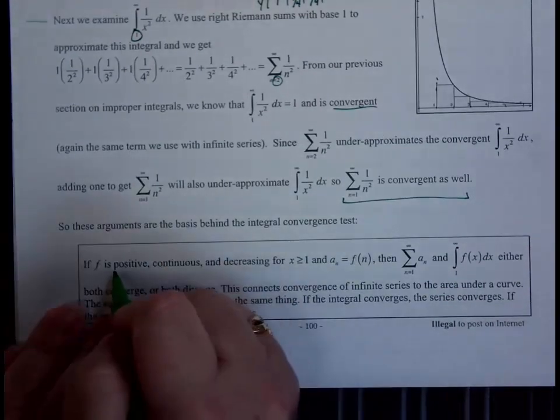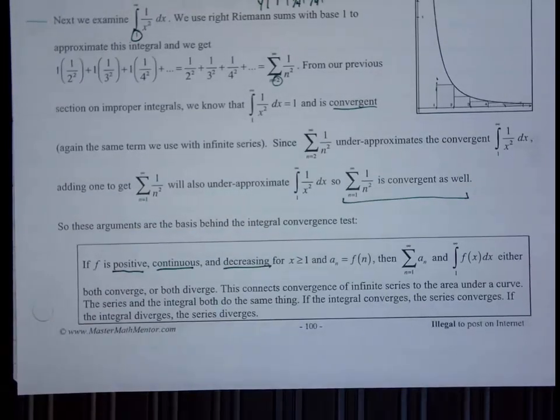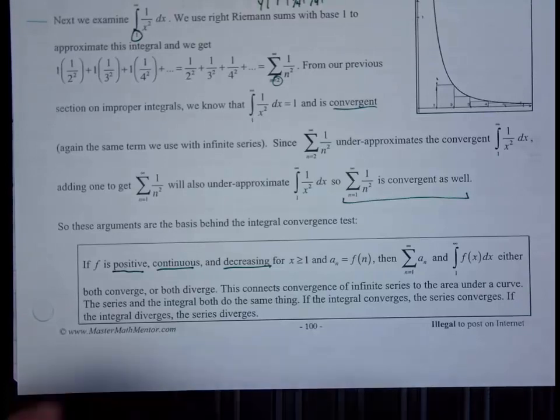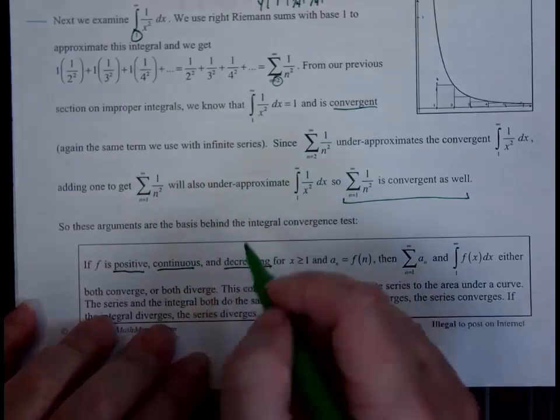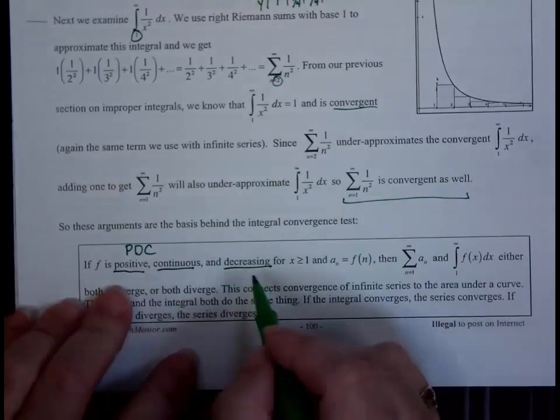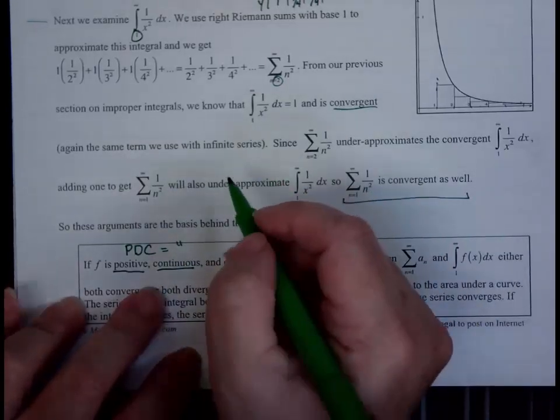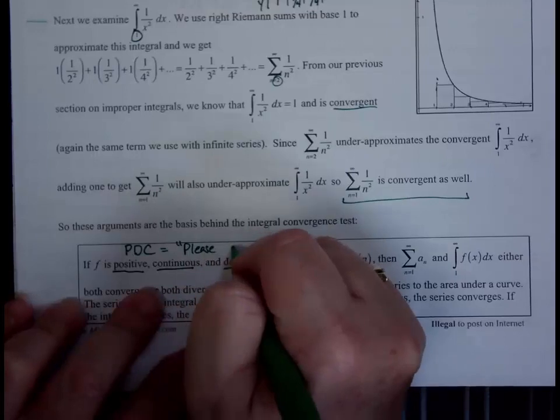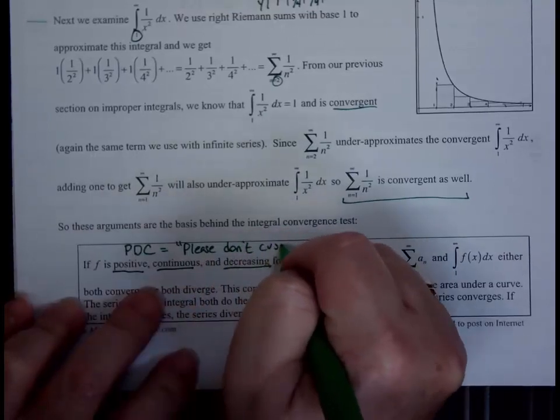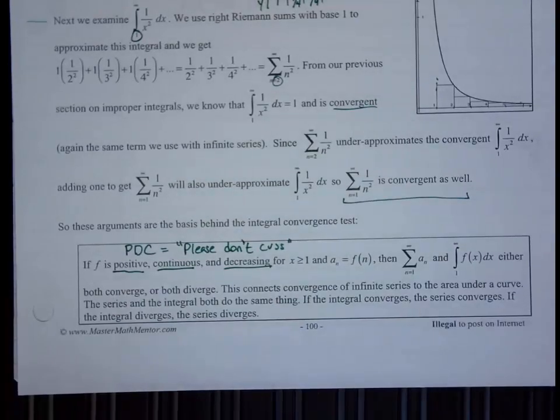The only thing is it has to hold these 3 conditions. The function that you're going to do this to must be positive, i.e. above the x-axis, it must be decreasing, and it must be continuous. Now, what you pasted into your flip chart, which we'll look at later, change the order of this to P and then D and then C, positive, decreasing, continuous, because that makes an acronym like PEMDAS. We're going to call it Please Don't Cuss. Please don't cuss. Okay, PDC, positive, decreasing, and continuous.